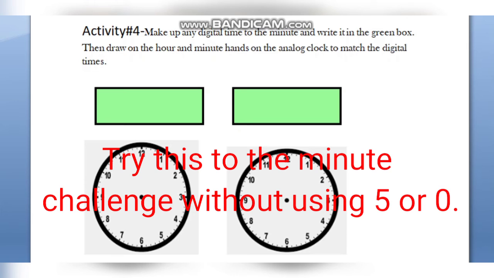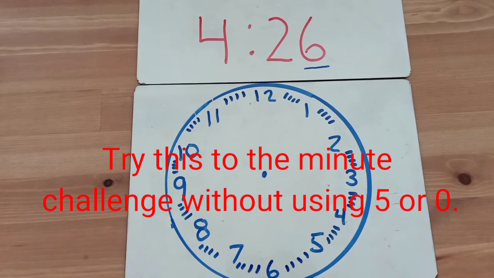Okay, activity 4 says make up any digital time to the minute and write it in the green box. Then draw on the hour and minute hands on the analog clock to match the digital time. So to do it to the minute, we need to remember that the last digit should be 1, 2, 3, or 4, or 6, 7, 8, or 9, and not 5 or 0. So there's 8 numbers that you can use to make it to the minute.